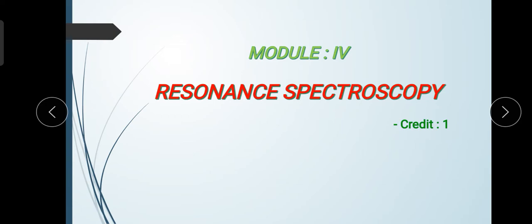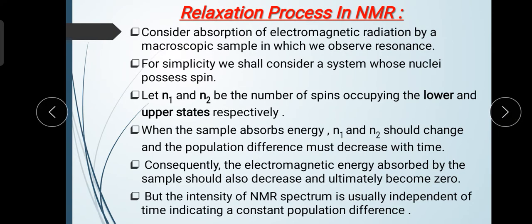And now in this lecture we have to study an important process in the NMR, that is the relaxation process in the NMR. So we start with the relaxation process in the NMR. Consider absorption of electromagnetic radiation by a microscopic sample in which we observe the resonance. We know that generally there are two types of samples, a macroscopic sample and a microscopic sample. Macroscopic means large in size, and microscopic means small in size.